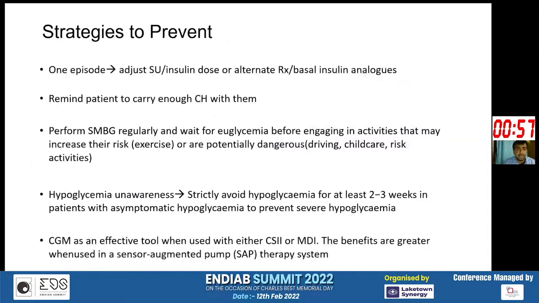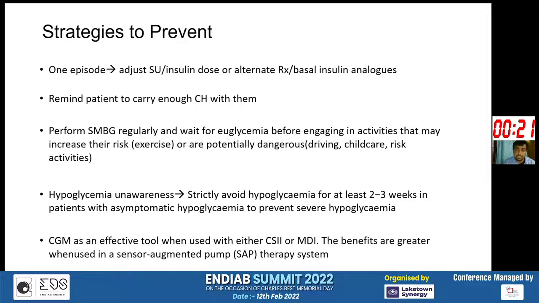We all know that. Now, coming to the strategies to prevent, if there is one episode, we have to adjust the sulfonylurea and insulin dose, probably avoid dapagliflozin also. And we have to consider alternate treatment with minimal risk of hypoglycemia. We have to remind patient to carry enough carbohydrate with them. We have to advise them to perform SMBG and wait for euglycemia before engaging in activities like exercise and driving, childcare, etc.